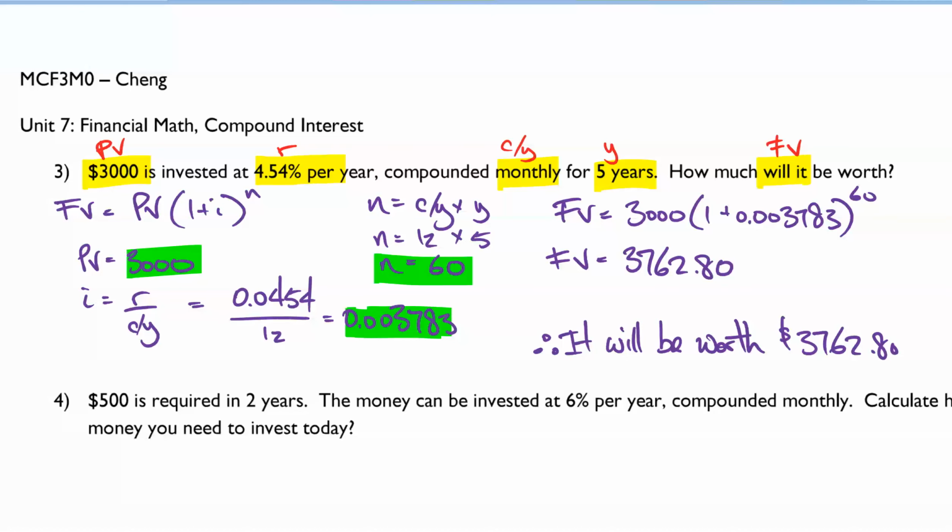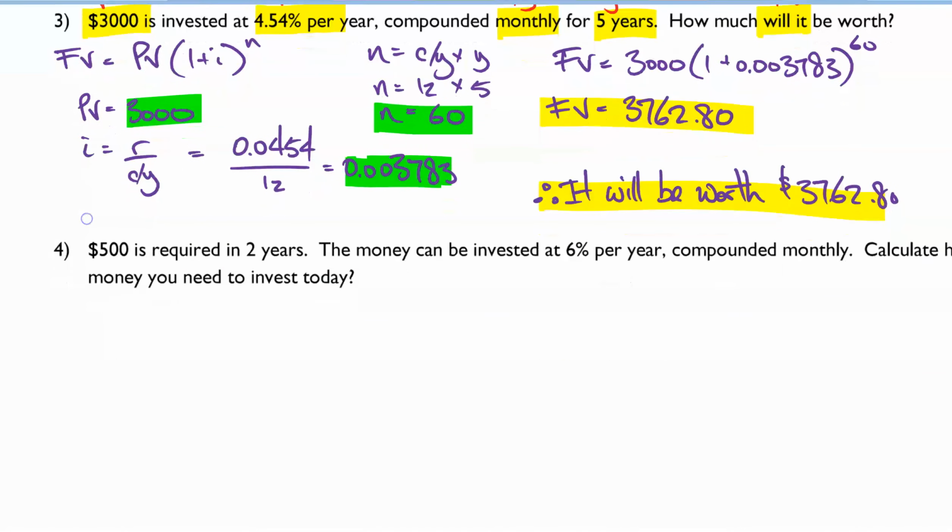All right, here we go. $3,762.80. It's going to be worth $3,762.80. I could ask you, how much interest did it actually make? You're going to say I is equal to FV subtract PV. Plug it in. FV is 3,762.80. PV is 3,000. You get 762.8. You can do that too.